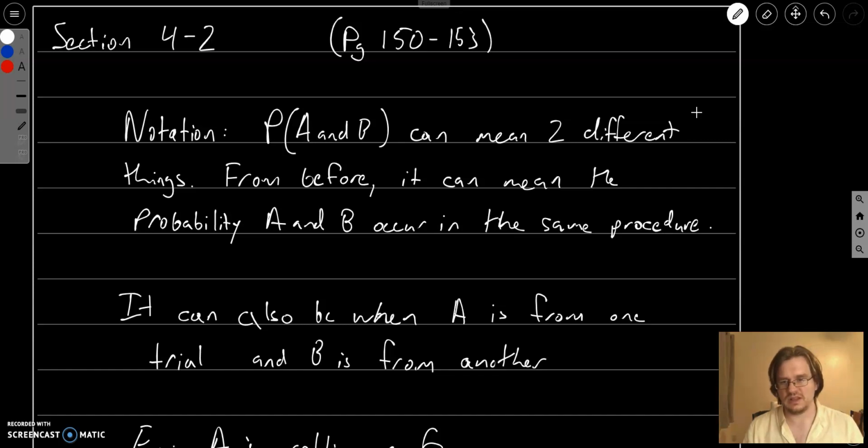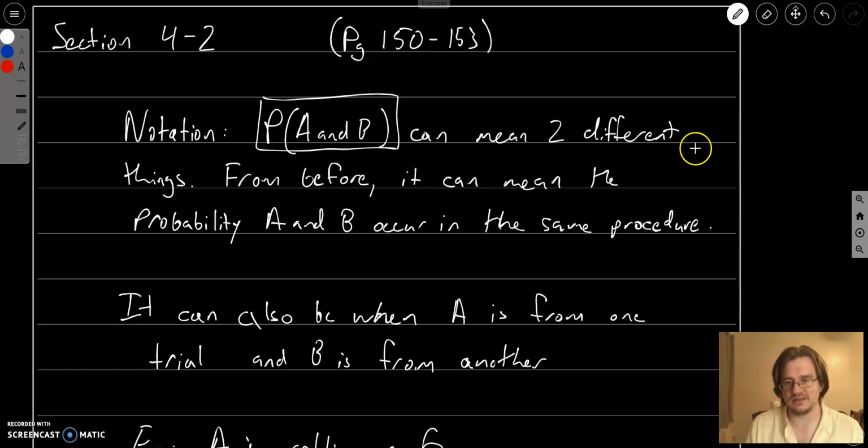So the first thing I have to start out with is the fact that I'm going to be writing P of A and B, and I'm going to mean something different than I meant in the previous video. This is sadly a little bit frustrating in mathematics when this happens, but we'll just have to distinguish between the two things. So P of A and B, as before, meant that we had two events A and B, and they occurred at the same time, meaning in the same procedure, or maybe a better word here is in the same trial.